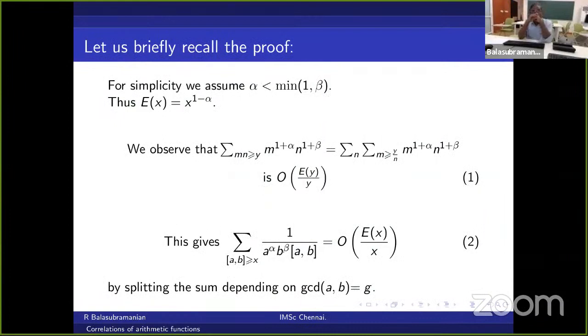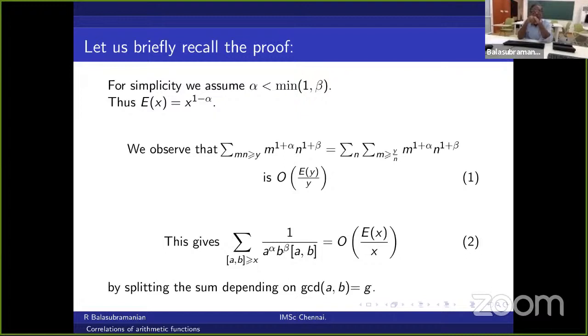Most of the time, when you break the summation, you break it into mn less than or equal to y. But in order to get the uniformity, you have to break it as the LCM of a and b bigger than or equal to x. Look at the second equation. This is the type of equation I want: the summation over LCM of a, b bigger than or equal to x, of 1 over a^alpha b^beta times the LCM of a and b, is O of epsilon x over x.